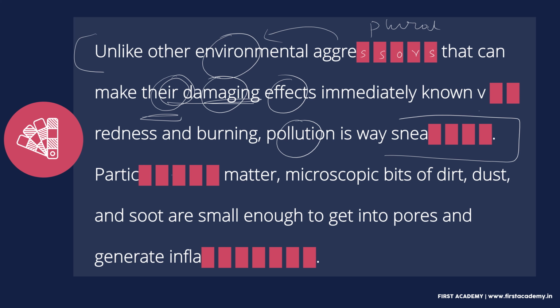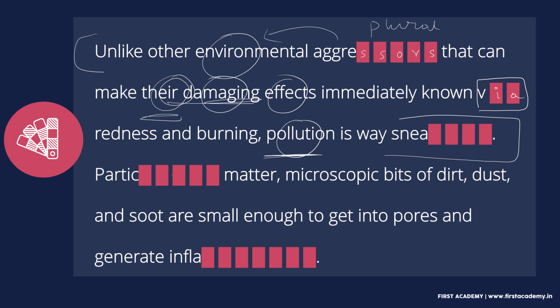Now we have a word that starts with V and it is 3 letters long. The most common knowledge would contain only one word, that is via, which means through. Now the environmental aggressors make their damaging effects immediately known through redness and burning.